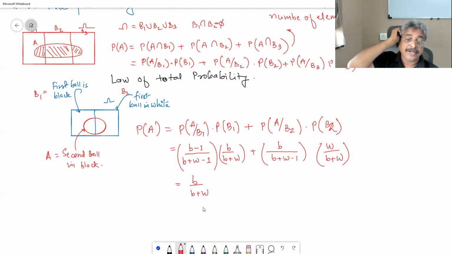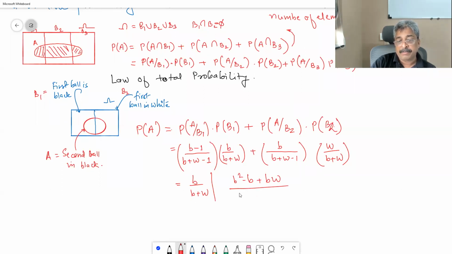Simplification will lead to B upon B plus W. Do you want to see that? Okay. Denominator on both sides is same. Therefore, numerator is B square minus B plus BW divided by B plus W minus 1 into B plus W.